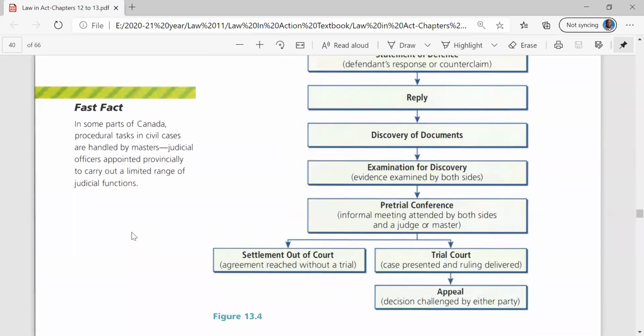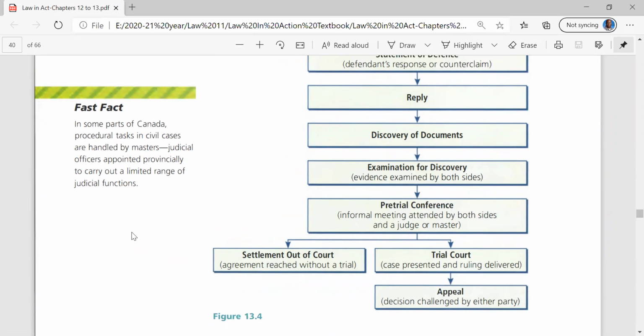So examination on both sides, then a pretrial conference, an informal meeting attended by both sides and the judge or a master, which means before you go to court, the judge meets with you again and says, look, I've looked at it, here's the situation, here's what you're suing for. Do we really want to go to court? Can we resolve the situation other ways, right? So it's just a warning. And it says, okay, I want to also let you know what we're going to allow in the court, what we're not going to allow in the court.